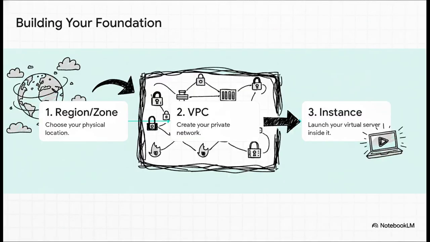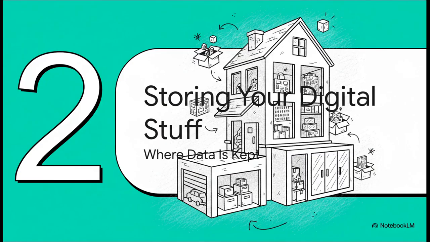So you see the logical flow here, right? It all builds on itself. First, you pick your physical location, the region. Then you create your private network inside that region with a VPC. And then you launch your server, your EC2 instance, inside that private network. From the physical world right down to your running application. It's that simple.